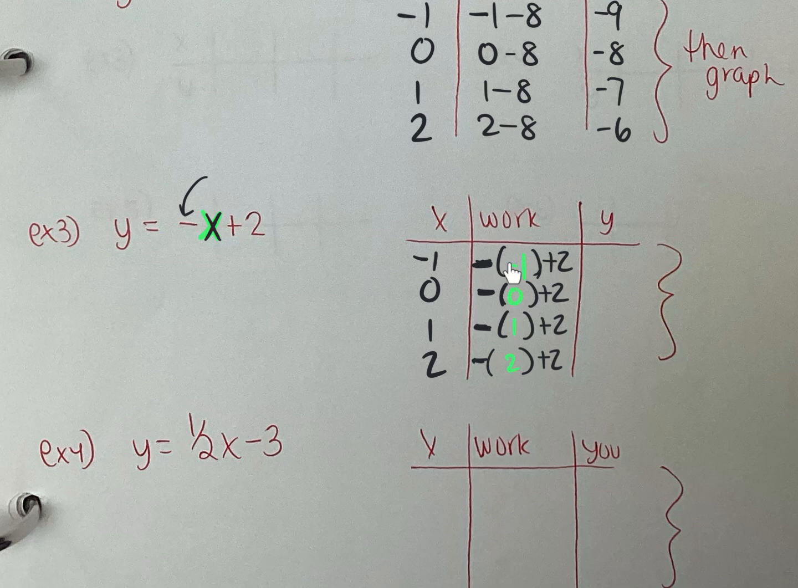Okay, so a negative negative 1 becomes a normal 1. 1 plus 2 makes 3. Negative 0 is just 0. 0 plus 2. Negative 1 plus 2 is positive 1 because different signs find the difference, then think bigger. Negative 2 plus 2 is 0.